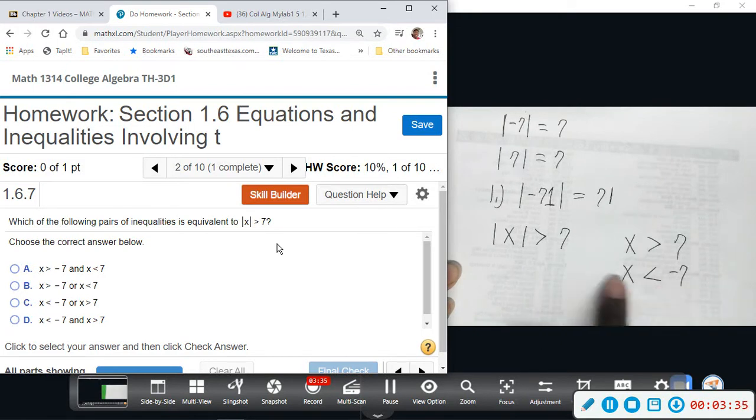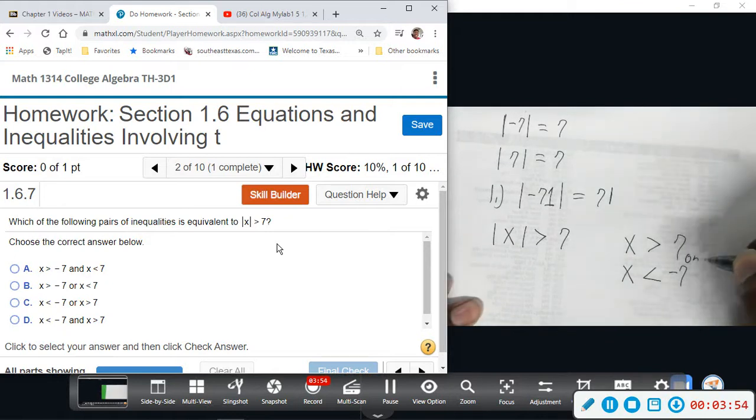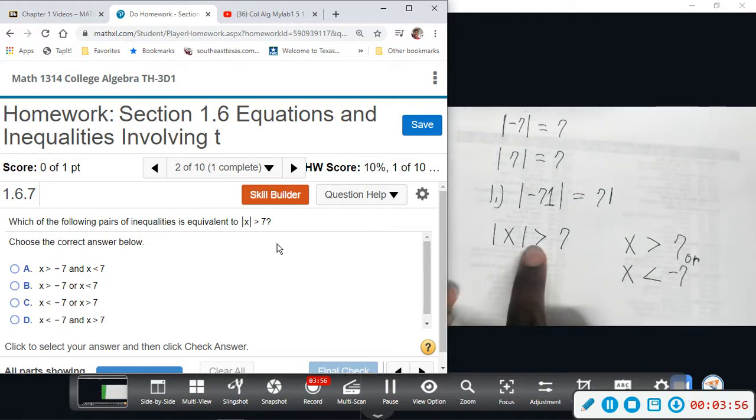So these are the two scenarios we're looking at. x is greater than +7, or x is less than -7. That's how this translates from absolute value inequality. So we have this or this. Whenever you have greater than, we're going to do or.